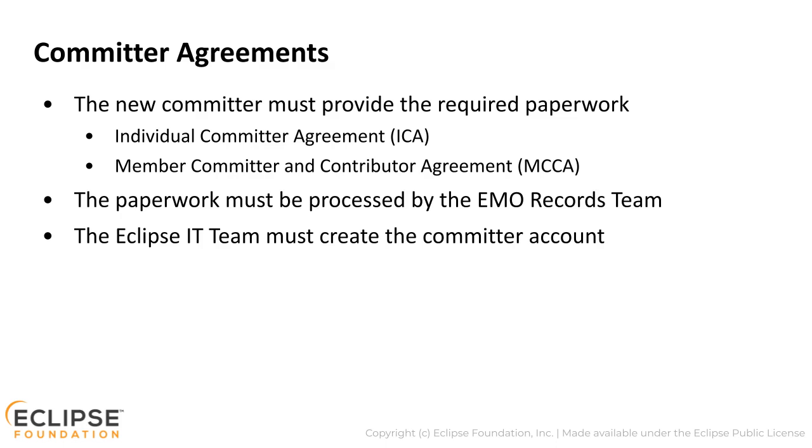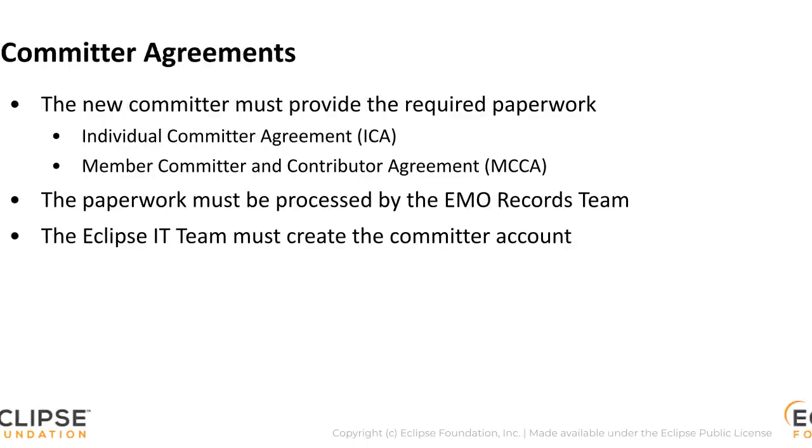Each piece takes time. If a committer doesn't appear within a day or two of the successful completion of a committer election, then contact the new committer to confirm they've followed the instructions provided by the EMO records team and have submitted committer paperwork. Very often, the problem is that the email that we've sent to the new committer has ended up in their spam folder.